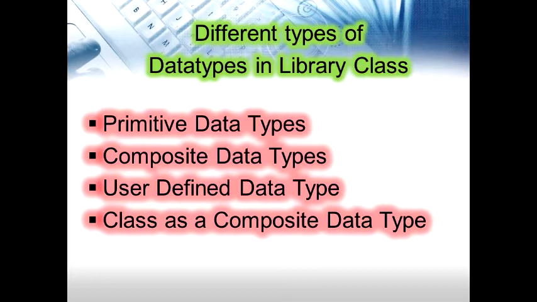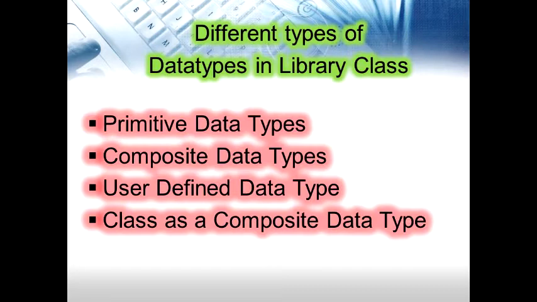Second one is composite data types. A composite data type is a data type which can be constructed in a program using the programming language's primitive data types. In other words, it is a collection of primitive data types. For example, the string data type you use in Java is actually a class which is a collection of char data types.